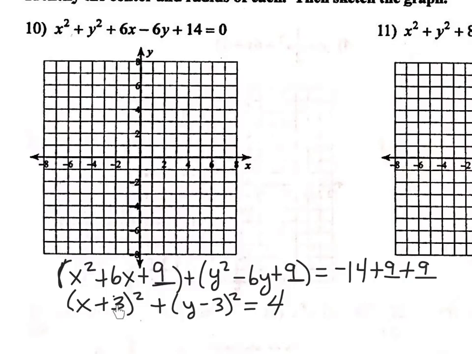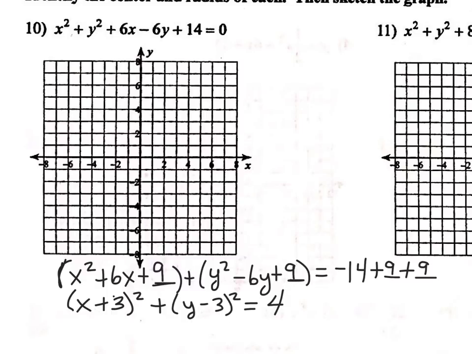Cut 6 in half and square it. So I cut 6 in half, I got 3. 3 squared is 9, so 9 is what goes in this blank. And then over here, completing the square on this side, I have negative 6. Half of negative 6 is negative 3. So that's what will go here. Negative 3 squared is another 9.